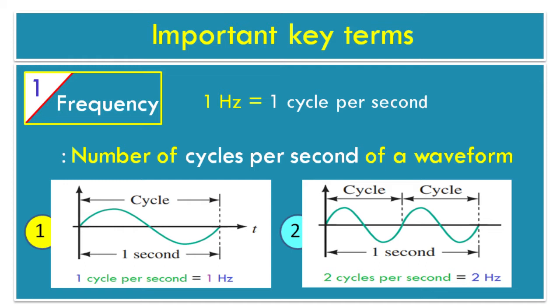Refer to the first diagram. One cycle occurs in 1 second, which means its frequency is 1 cycle per second or 1 Hz. Similarly, in the second diagram, 2 cycles occur in 1 second, which means the frequency is 2 cycles per second or 2 Hz, where 1 Hz is equal to 1 cycle per second.